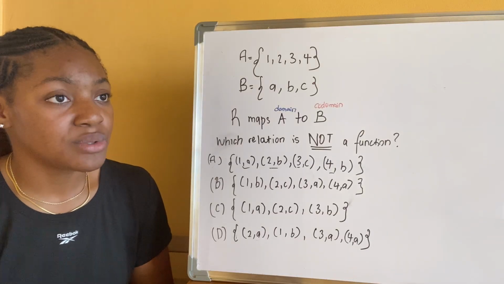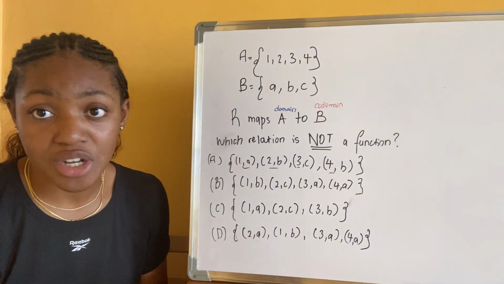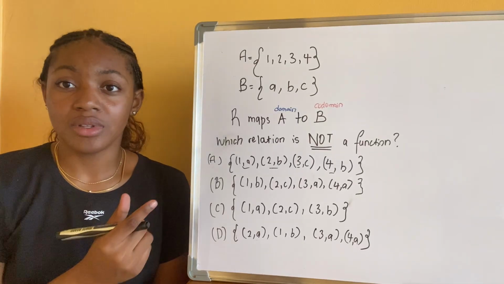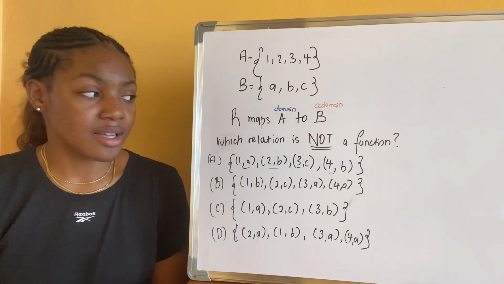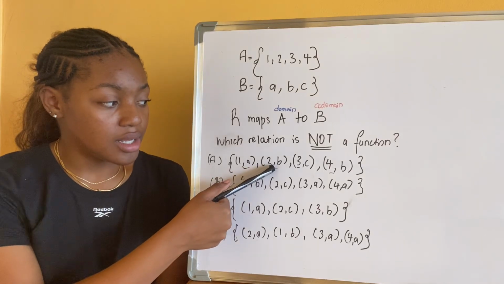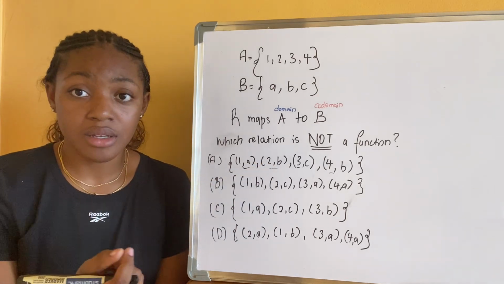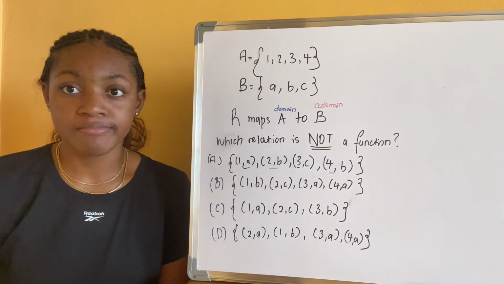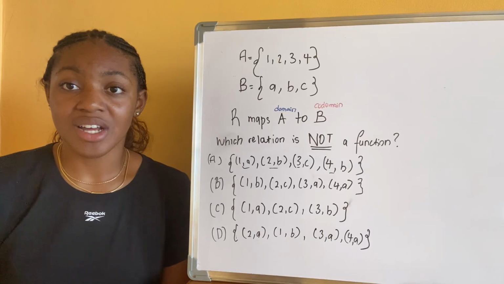Next, we'll have to ensure that there is either a one-to-one relation or a many-to-one relation. So all we're saying is that the same x value shouldn't be mapped onto many y values. So for example, we have 2 and we have 2B. We shouldn't say 2B and 2C. We shouldn't see one single x value being mapped to many y values, because that is a one-to-many relation, and a one-to-many relation is not a function.